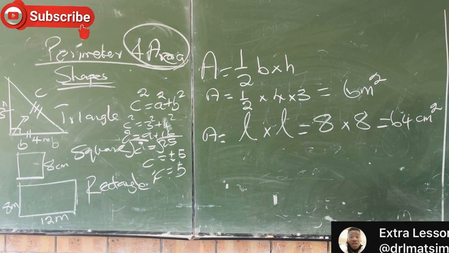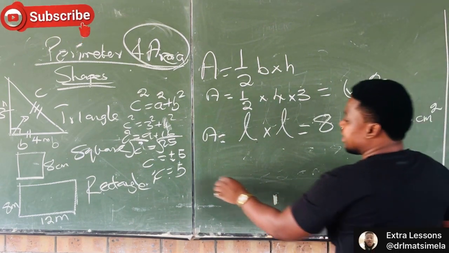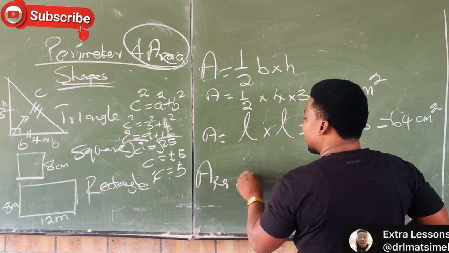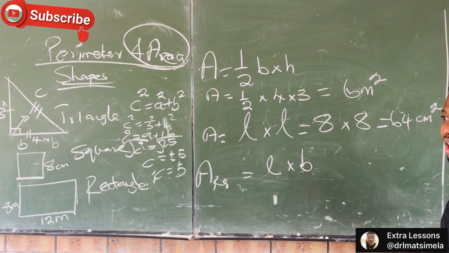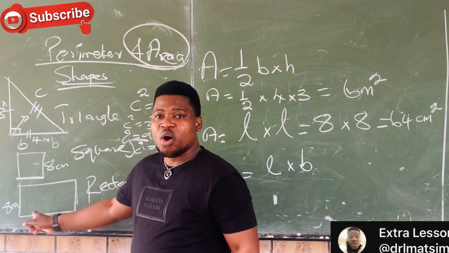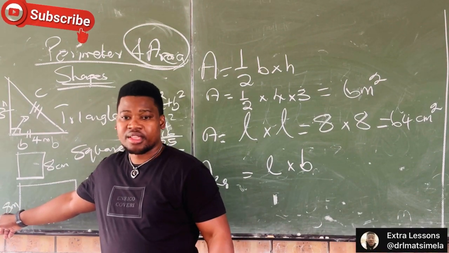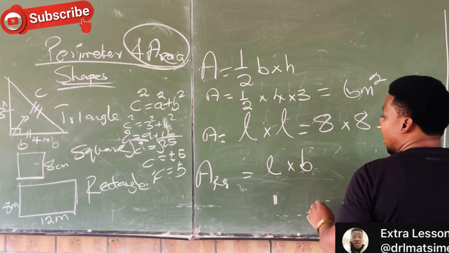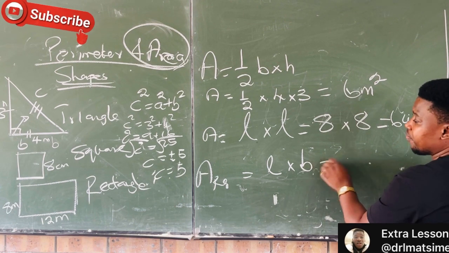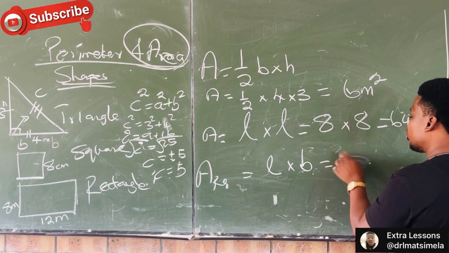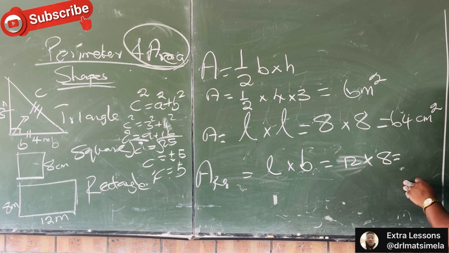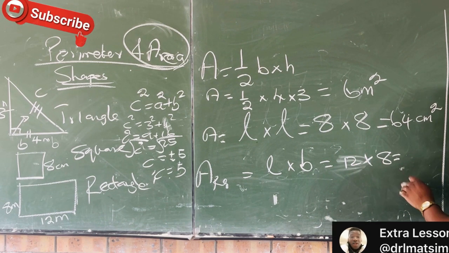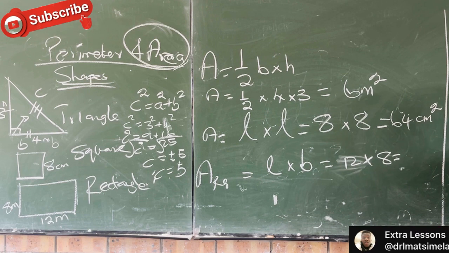Is that clear? Yes. Then let's go to the area of the rectangle. The area of a rectangle is the length multiplied by the breadth. We have the length as 12 meters, while the breadth is 8 meters. So we will have 12 multiplied by 8, which is equal to 96.